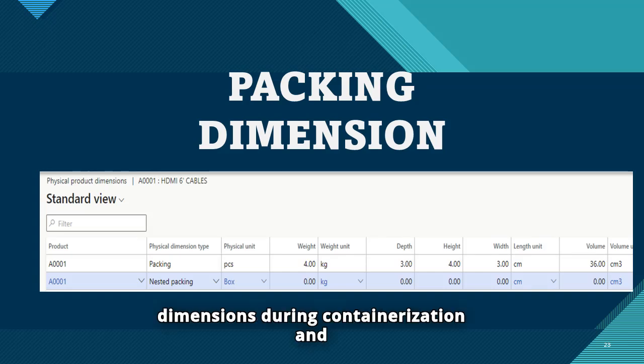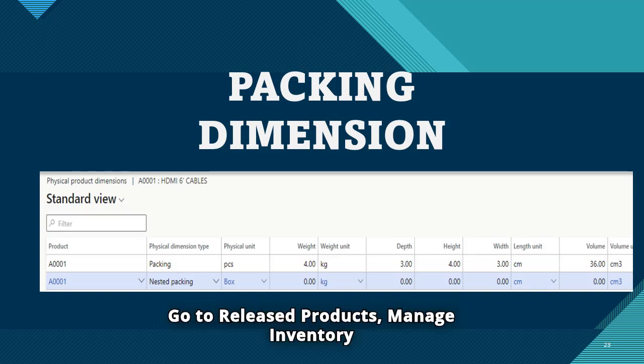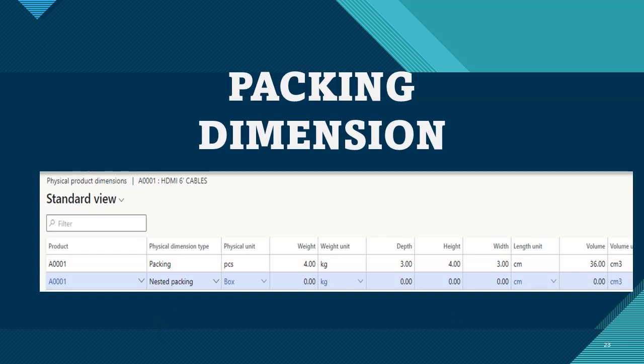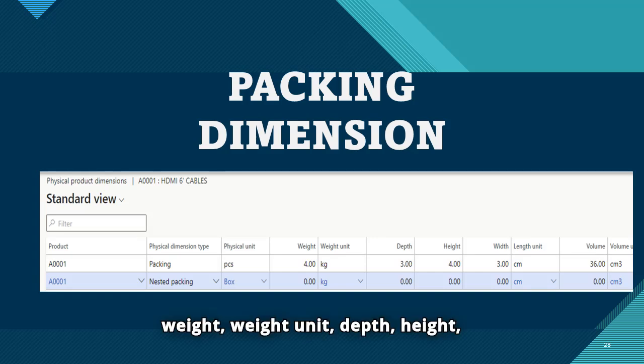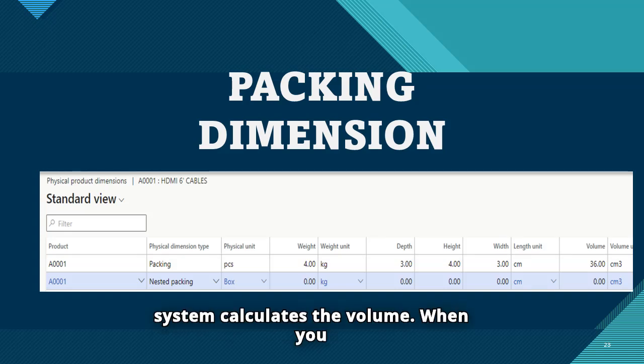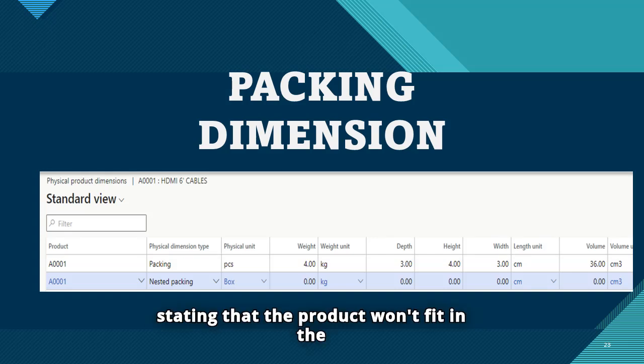Packing. Use packing dimensions during containerization and the manual packing process to determine how many items fit in various container types. To set up the packing and nested packing dimensions, follow these steps. Go to Released Products, Manage Inventory tab, Physical Product Dimensions. Select the physical dimension type. Enter the product dimensions: physical unit, weight unit, depth, height, width, length unit, volume unit. The system calculates the volume. When you try to put a product in an area that doesn't fit, the system sends an error stating that the product won't fit in the area based on your dimensions.